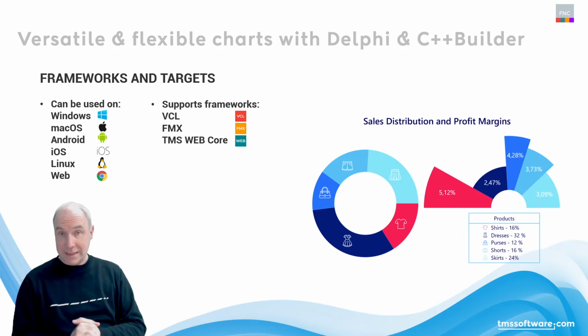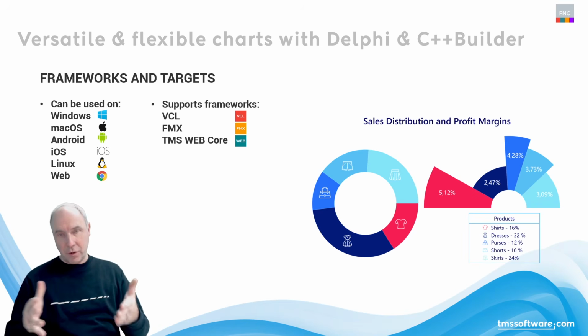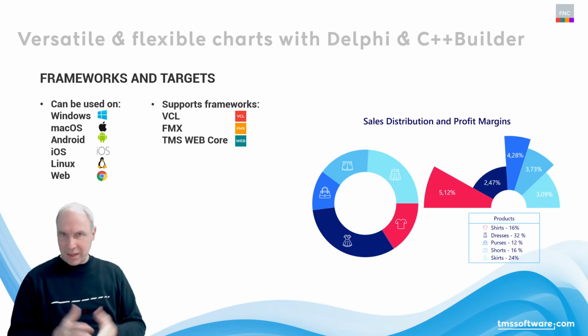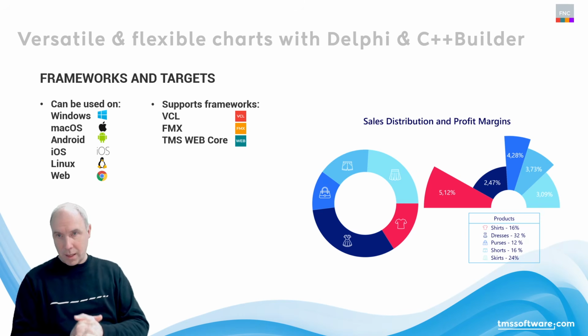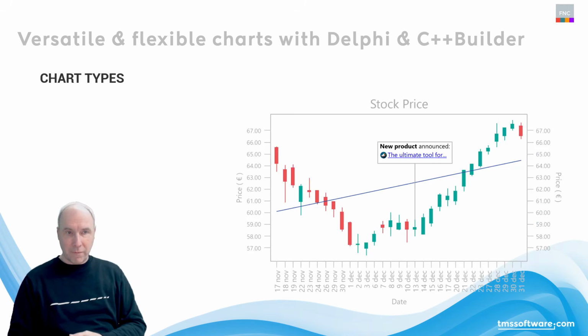What already sets it apart among other charts for Delphi and C++ Builder is that you can simultaneously use it in different frameworks. Our chart can be used in your VCL Windows applications, but also in a FireMonkey cross-platform application and also for a web client application with our TMS WEB Core framework. That means that with our charts, you can create applications that run on Windows, macOS, Android, iOS, Linux, and of course also a little bit everywhere on the web with our TMS WEB Core framework.